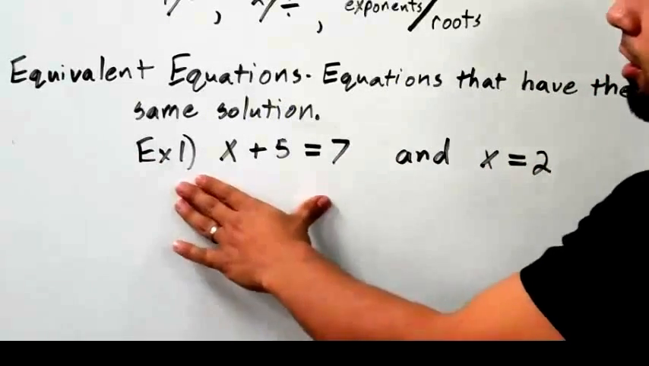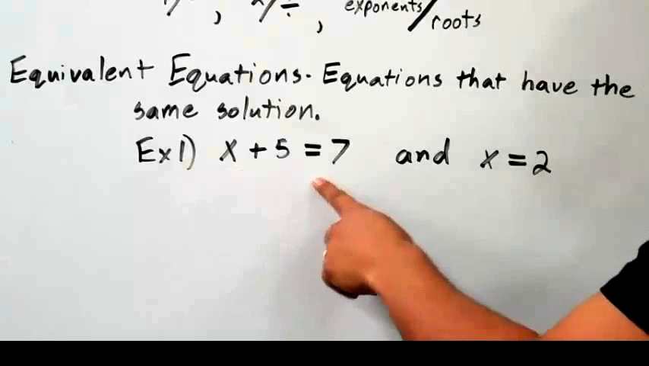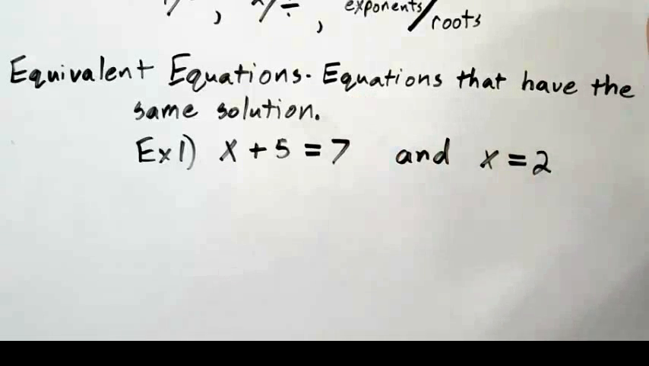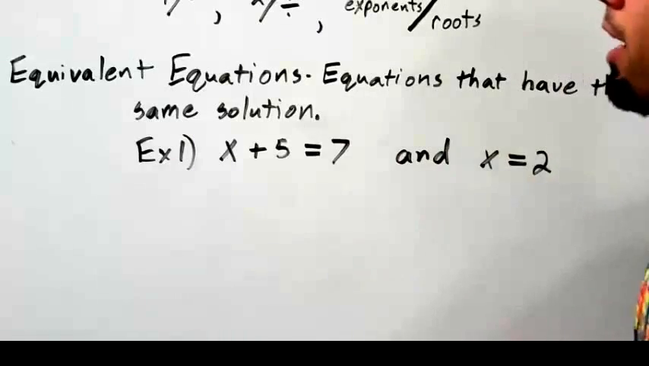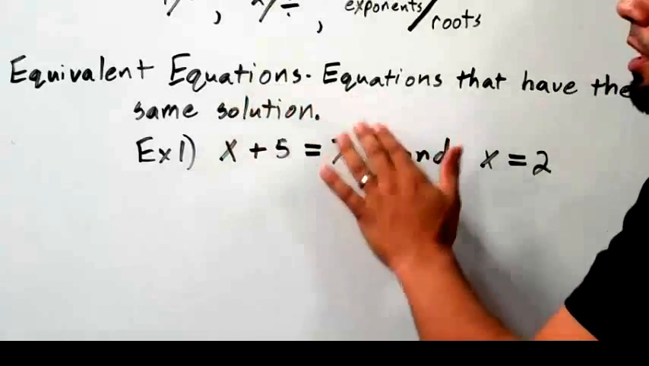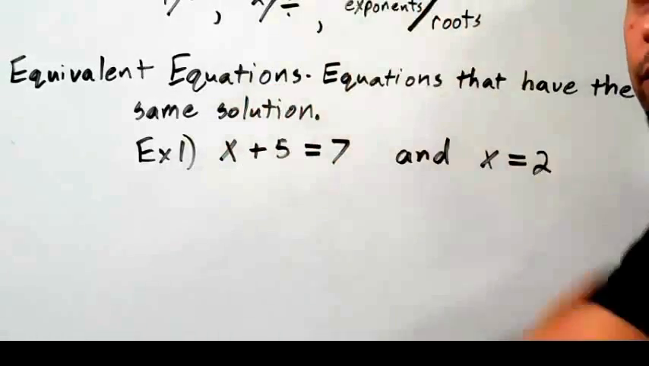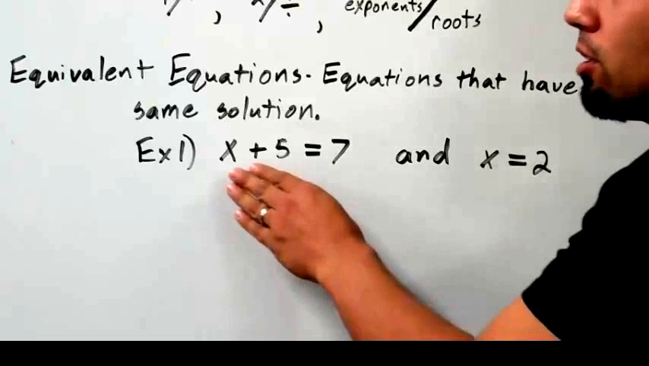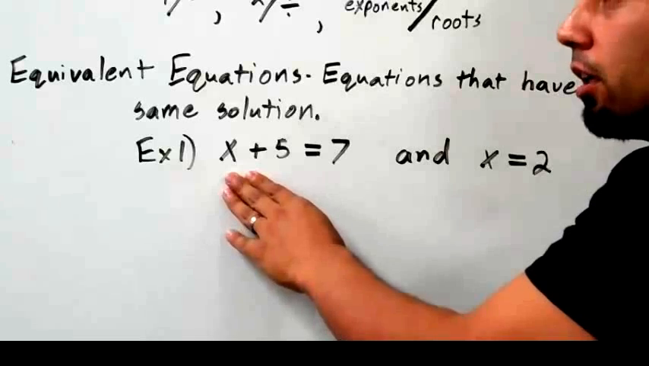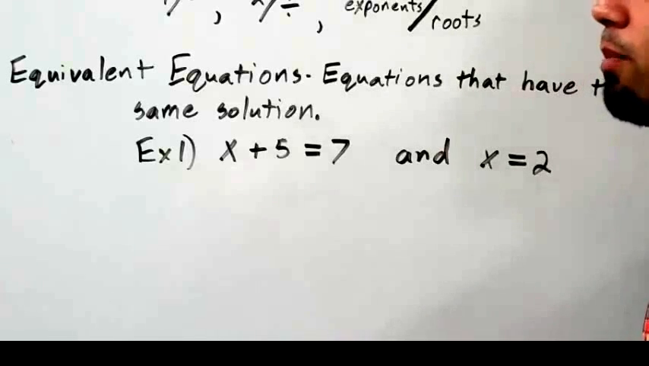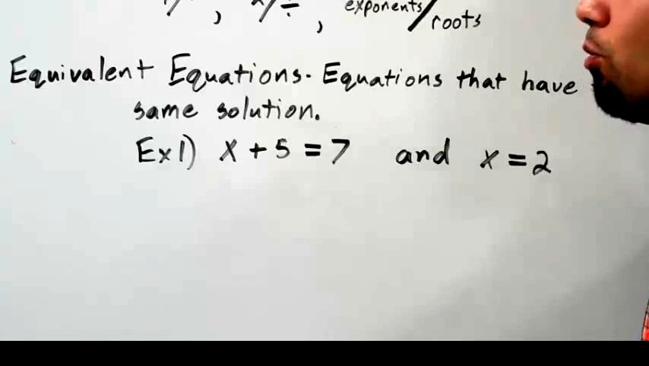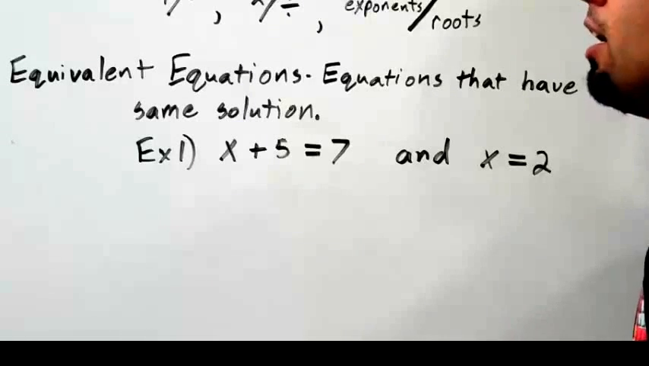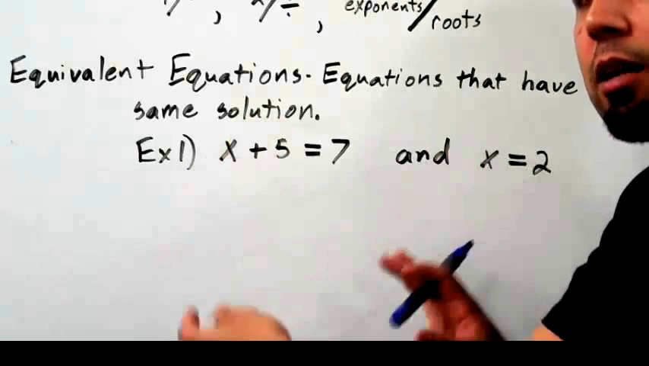So let's take a look at example 1. We have x plus 5 equals 7 and x equals 2. These are equivalent equations, and I'm going to show you why right now. The way that I create equivalent equations is I use my inverse operations. In fact, you don't need to use your inverse operations, but if you're trying to solve for a variable, you're going to use your inverse operations. We can create as many equivalent equations as we possibly want just by adding or subtracting or multiplying or dividing both sides the same thing.